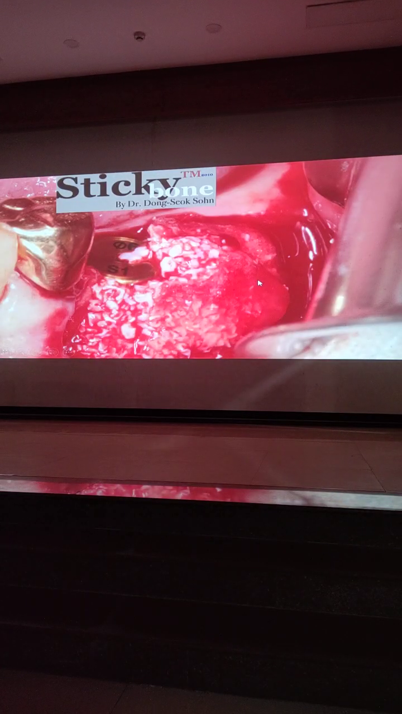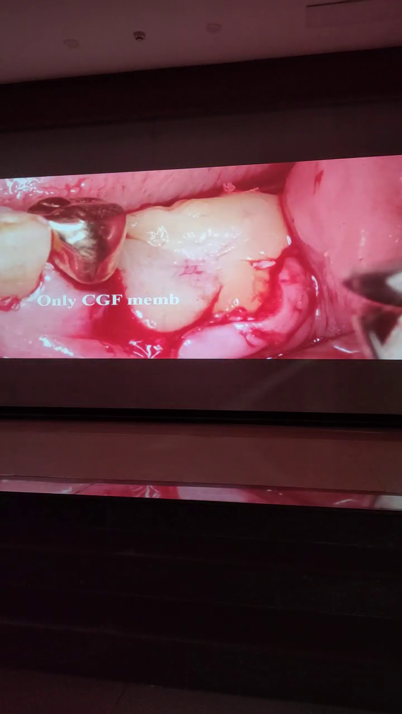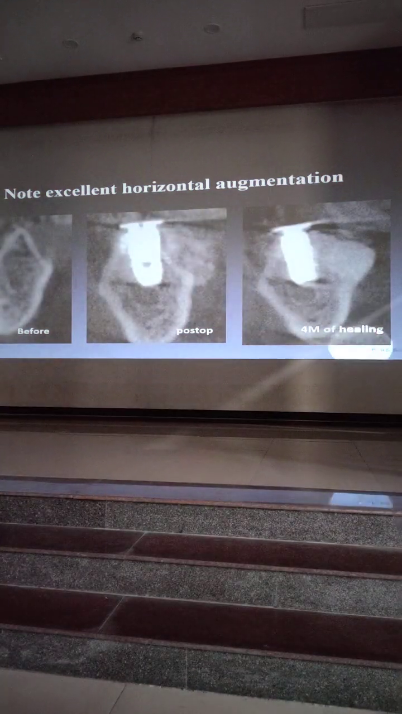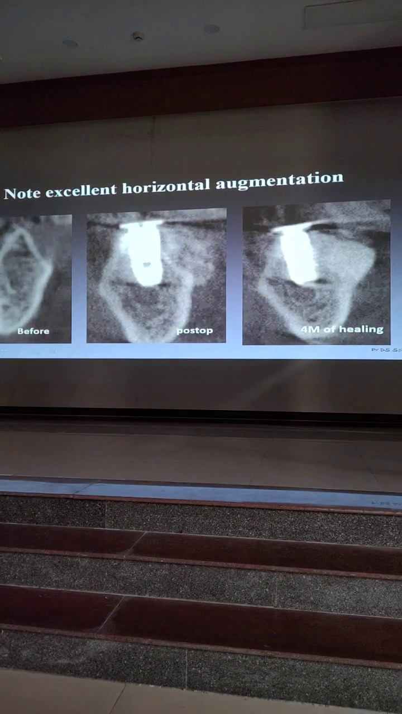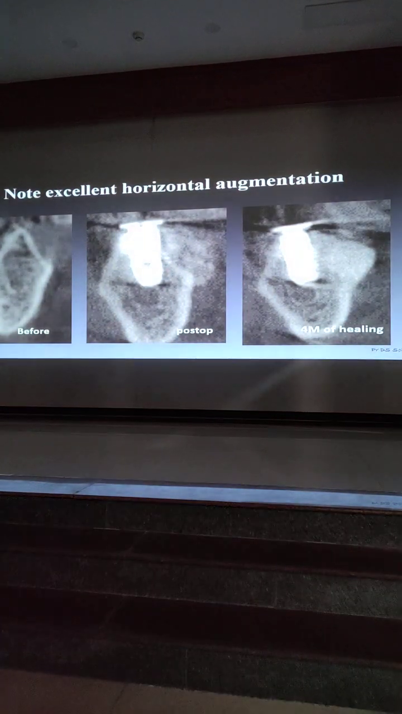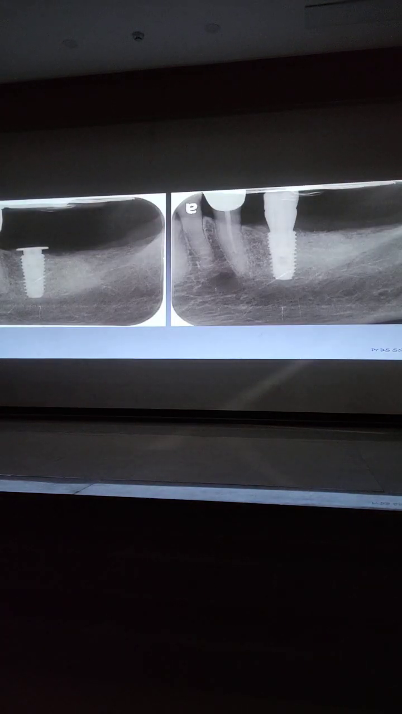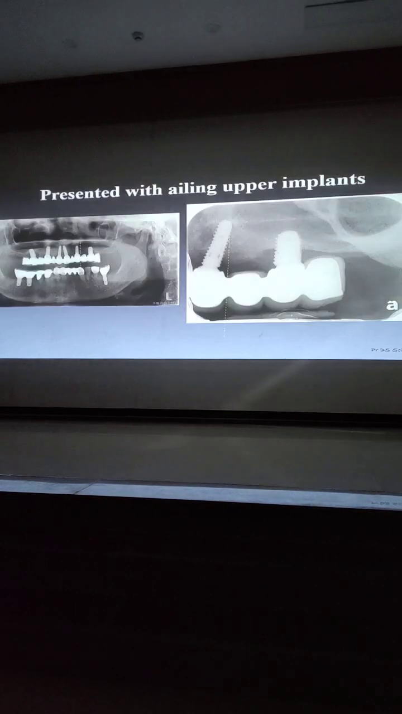One stick of bone was grafted here, and a stick of white bone was placed, and the CGF membrane was carved over the bone. This is before. This is after. Wow, huge augmentation with this simple technique. No fragment, no mesh, no membrane stabilization, no complicated stabilization techniques. And this is after only 4 months of healing.